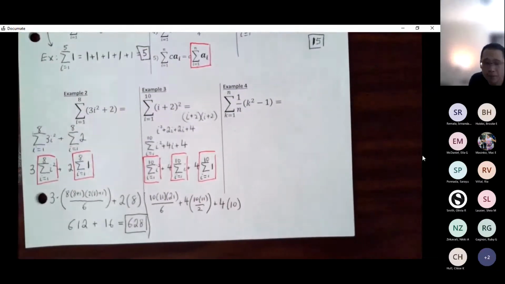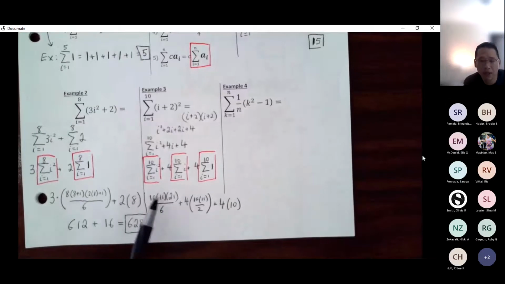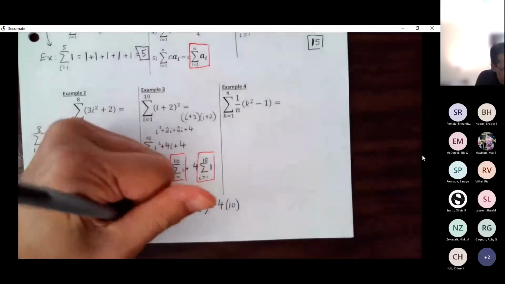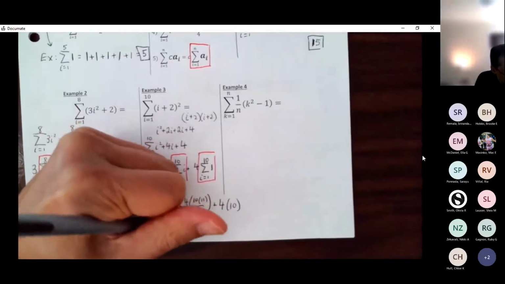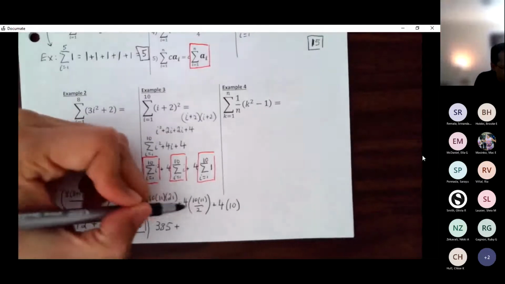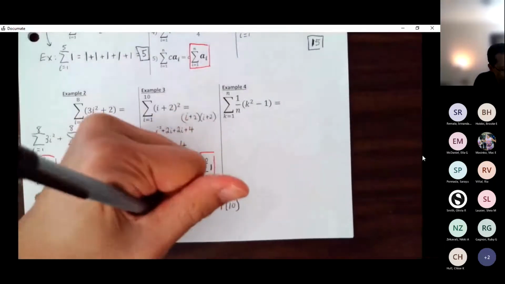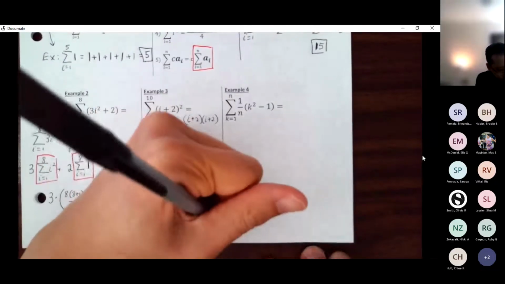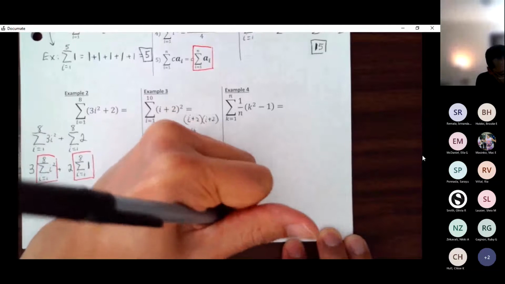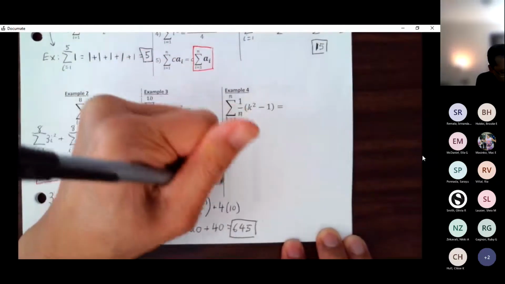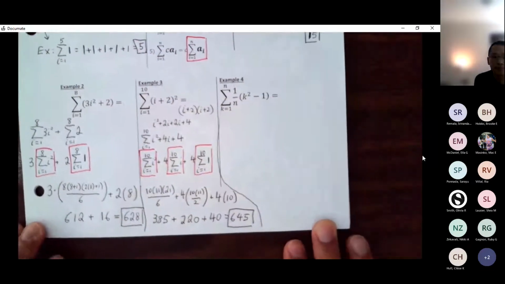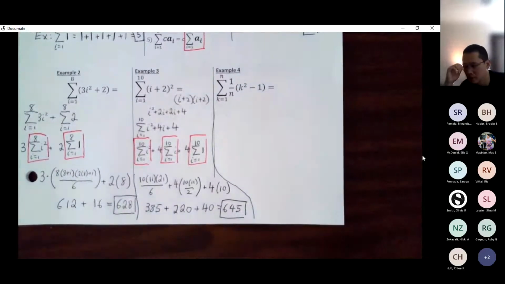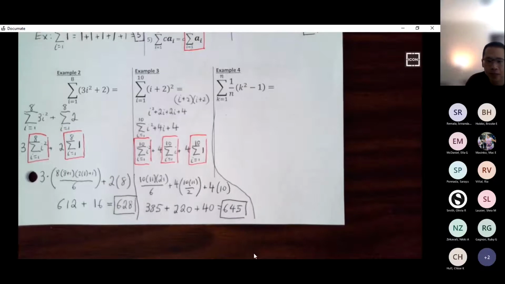And now it's just a matter of using our calculator to add those numbers together. Here we get 10 times 11 times 21 over 6. Again, the calculator gives us 385. Okay, 2 times 110, 220, plus 40. Okay, any questions so far?